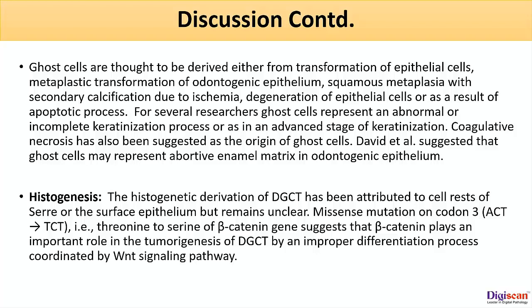Now, about the histogenesis of this tumor, the histogenetic derivation of dentinogenic ghost cell tumor has been attributed to cell rests of Serres or the surface epithelium but remains unclear. A missense mutation on codon 3, that is ACT to TCT, threonine to serine, of the beta-catenin gene suggests that beta-catenin plays an important role in the tumorigenesis of dentinogenic ghost cell tumor by an improper differentiation process coordinated by the WNT signaling pathway.